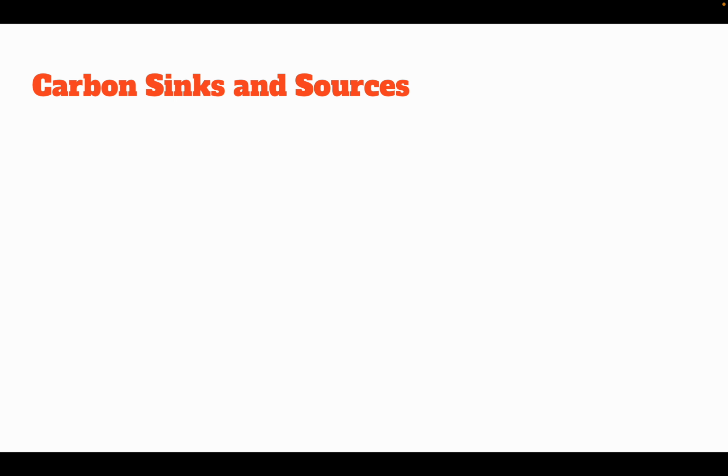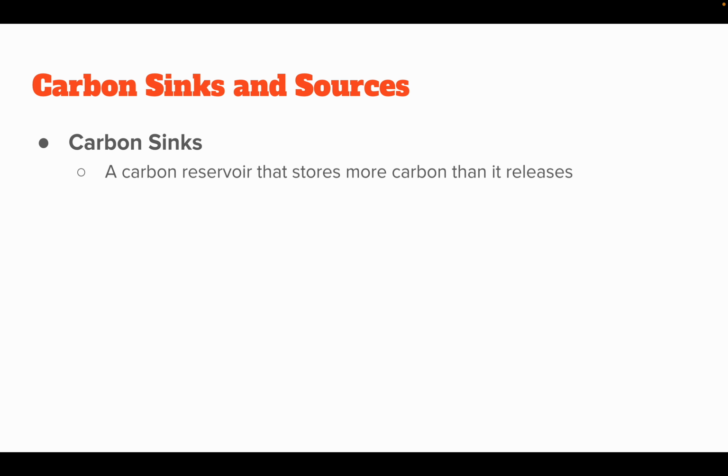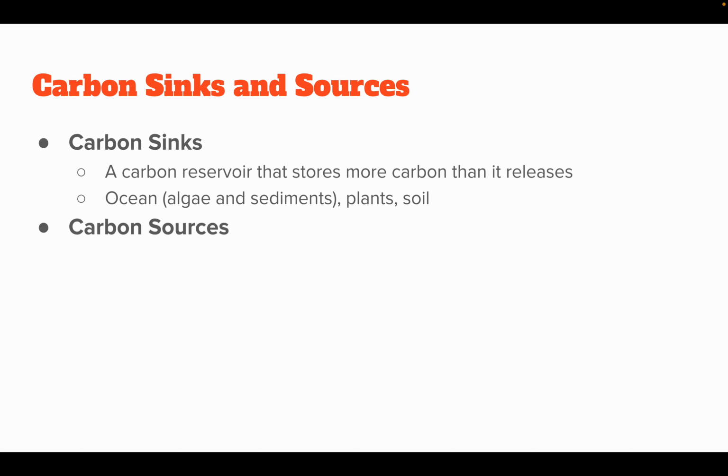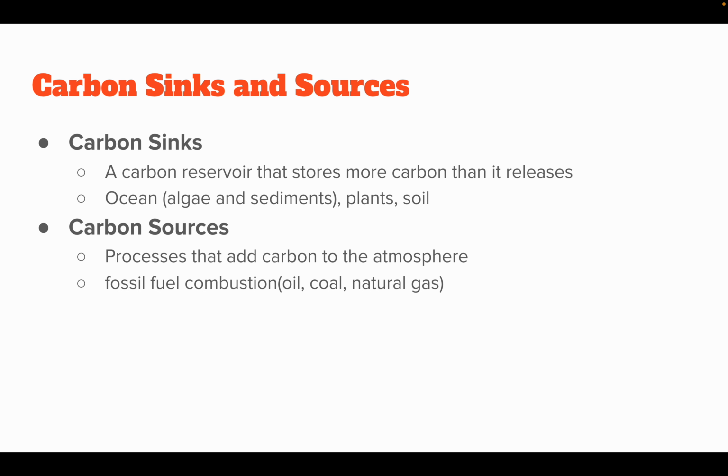So, carbon sinks and sources. Carbon sinks are a carbon reservoir that stores more carbon than it releases, such as the ocean, algae, living things, as well as sediments, sedimentary rock, which we'll talk about in a little bit, plants and soil. Carbon sources are processes that add carbon to the atmosphere, especially in large amounts. Fossil fuel combustion, which is the combustion of oil, coal, or natural gas, as well as modern-day animal agriculture, especially industrialized animal agriculture. Deforestation is going to be a large part of this as well.